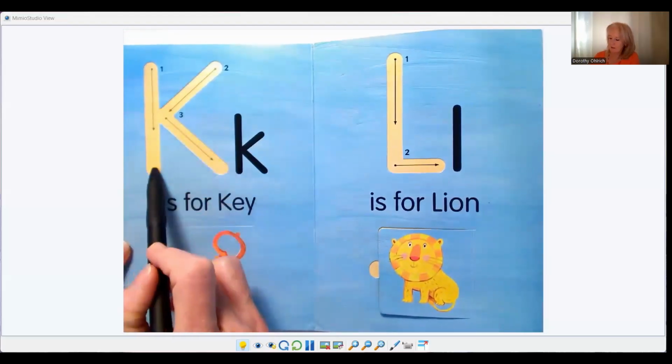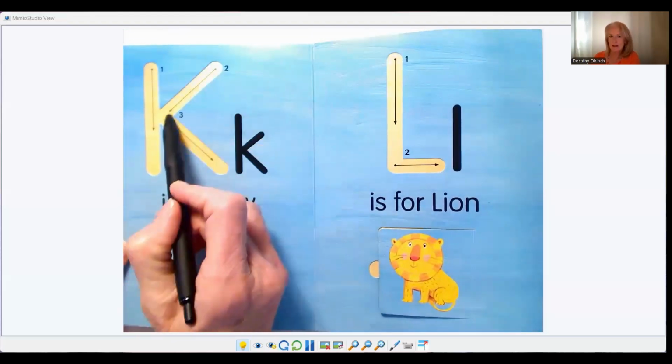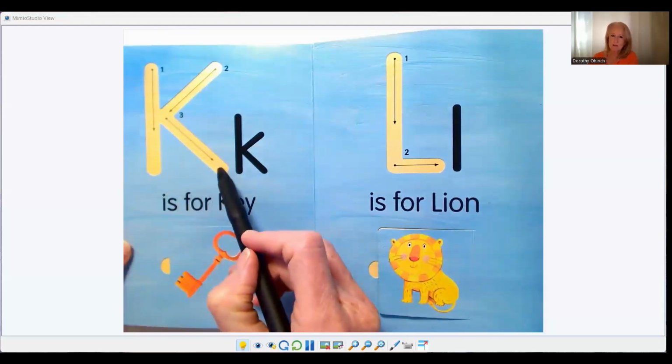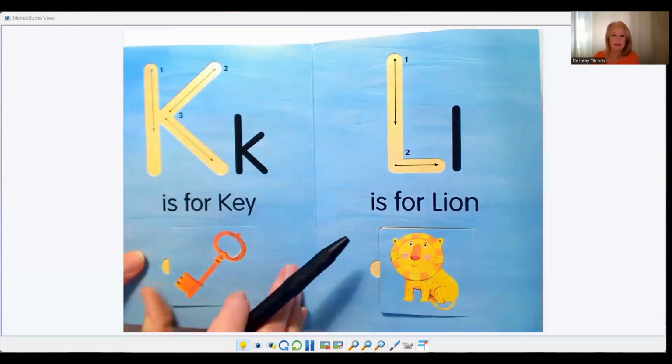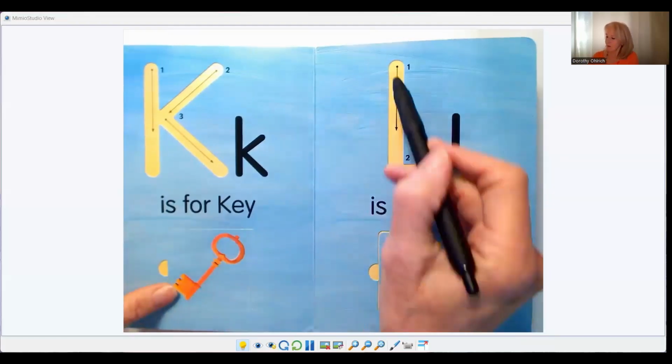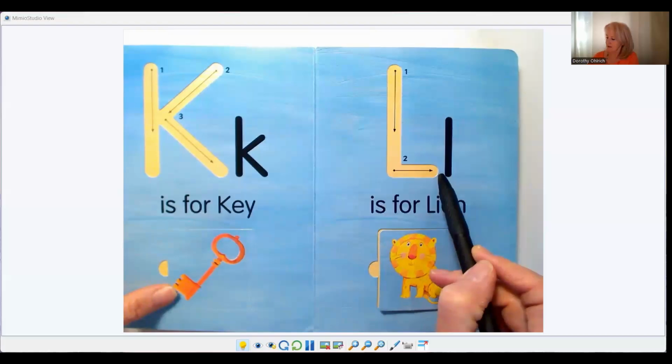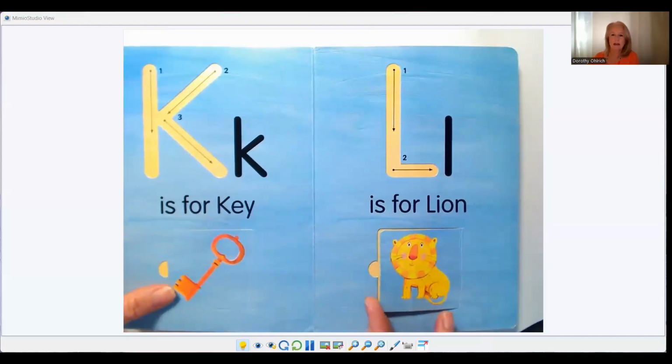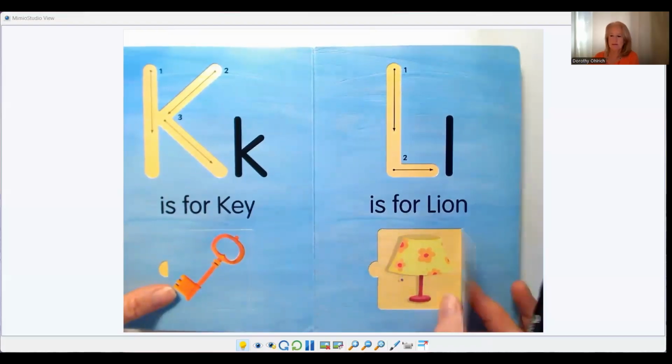K goes down, then down at an angle, down the other way at an angle, and K is for key and kite. L goes down and across. L is for lion and lamp.